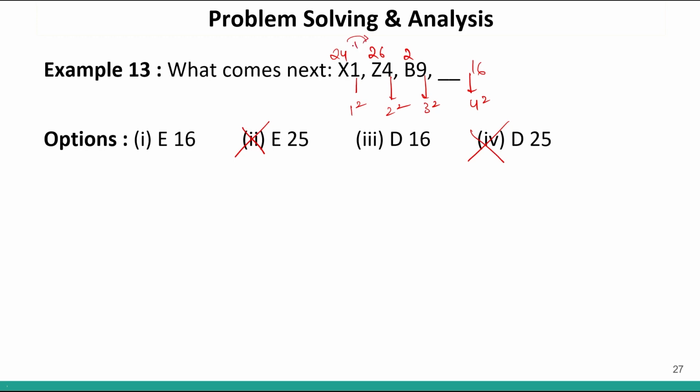So here we moved 2 positions forward. Here also we moved 2 positions forward. So now we will move 2 positions forward. 2 positions forward will give me the 4th rank, and 4th rank belongs to D. So my correct answer will be D16, which is given in option number 3. So option number 3 will be your correct answer.